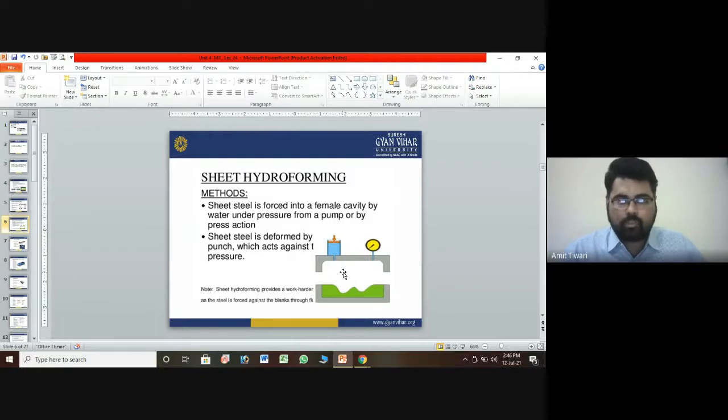So that is the sheet hydroforming type. With the application of the fluid, you can apply pressure to the sheet and it converts into the final design. You can carry the water at high pressure from a pump, or by press action, or any other type of motor or electric machine you have selected. The sheet metal is formed due to the heavy punch.